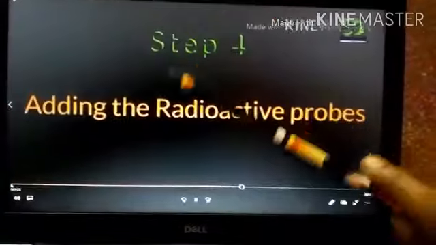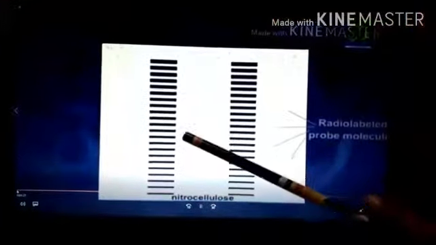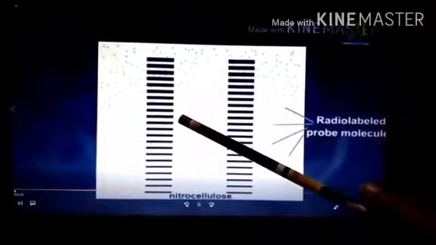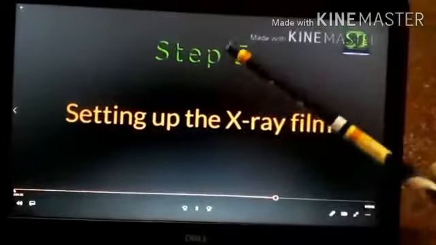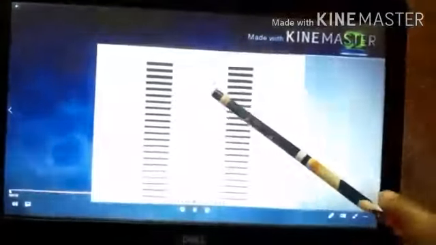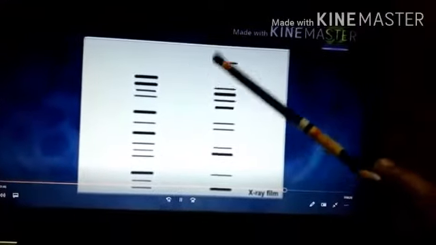After that, radioactive material is added to the DNA. Then it is combined with the radioactive material. After that, the X-ray film is placed on the sheet. Then the X-ray film records the pattern of radioactivity on the paper.